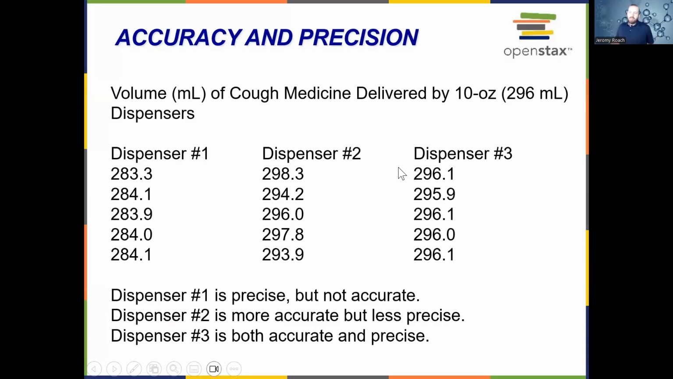For dispenser 3, it is accurate and precise. So there's just a couple decimal places of a difference in milliliters. 0.1 milliliter is hardly a difference in terms of a 10-ounce bottle. So 296.1, 295.9, those are all very close to 296 milliliters.